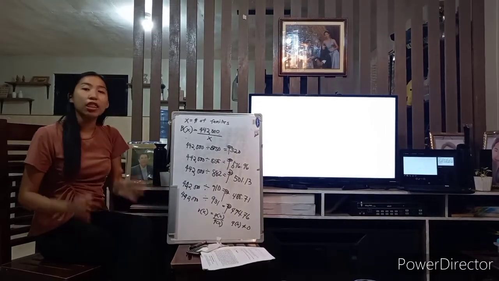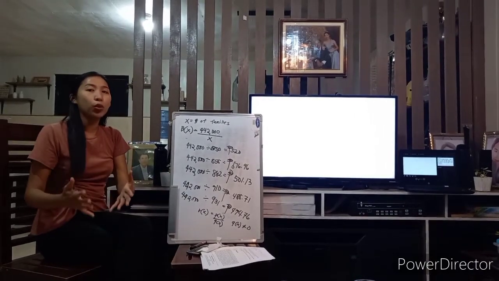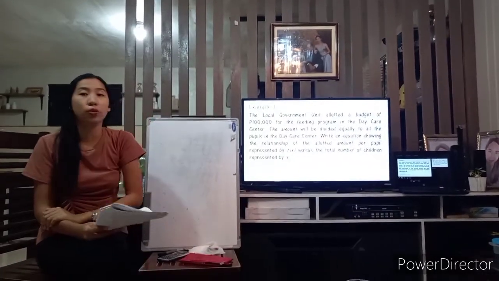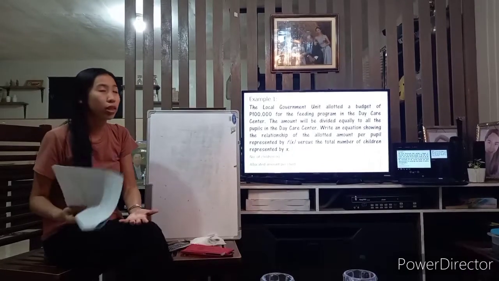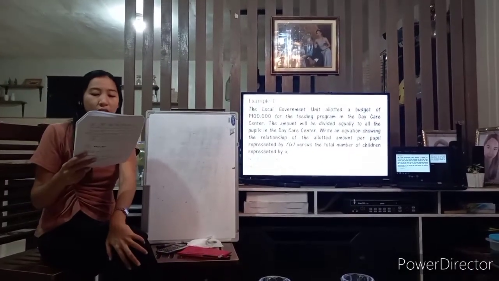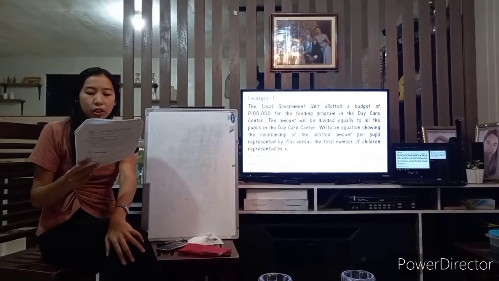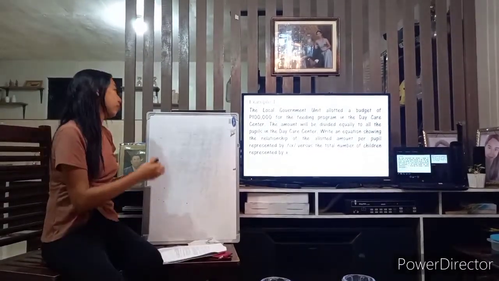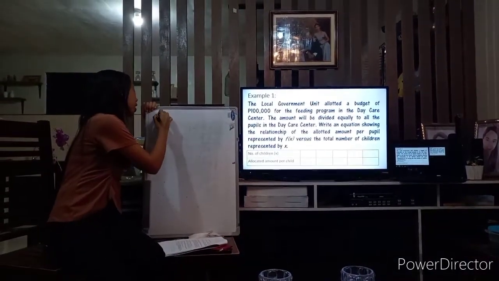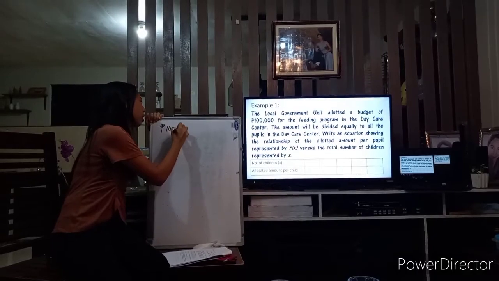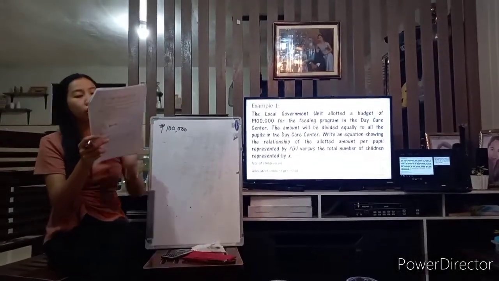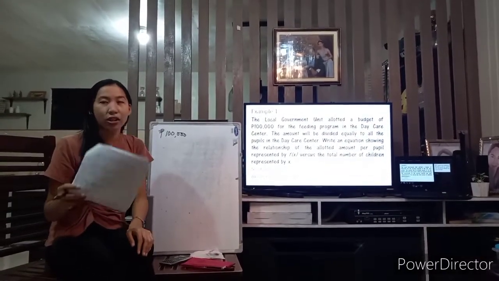I'm going to present 3 more examples for all of you to understand this lesson more. Let's move on to example number 1. I'm going to read the problem, and you can see the table that we need to fill in. The local government unit allotted a budget of 100,000 pesos for the feeding program in a certain daycare center.